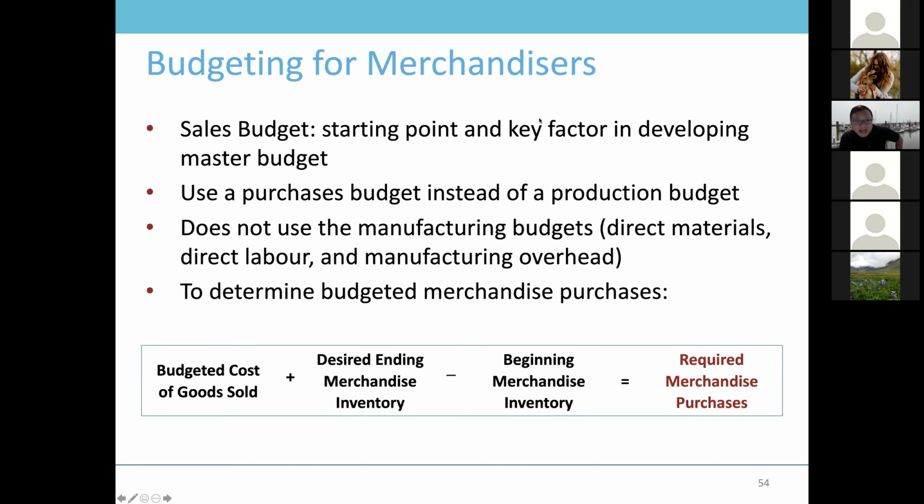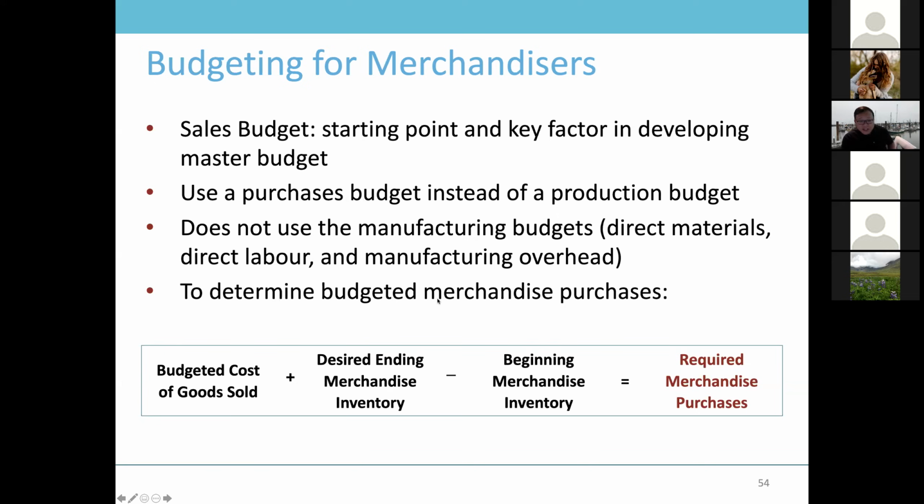And for merchandisers, the sales budget is the starting point, right? Similar idea. And they do not have a production budget for the obvious reason. They are not producing anything, but they do have to purchase, right? So Superstore has to buy things from suppliers, farmers. So they need to have a purchase budget, okay?